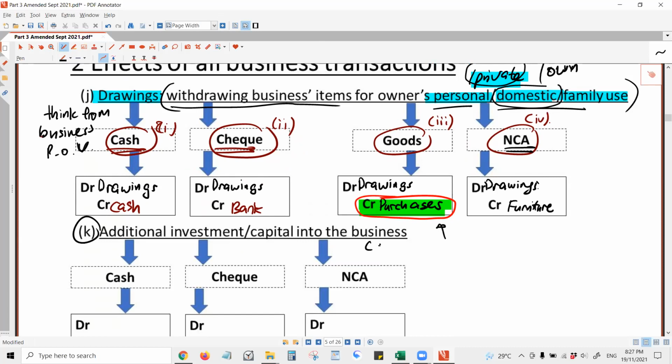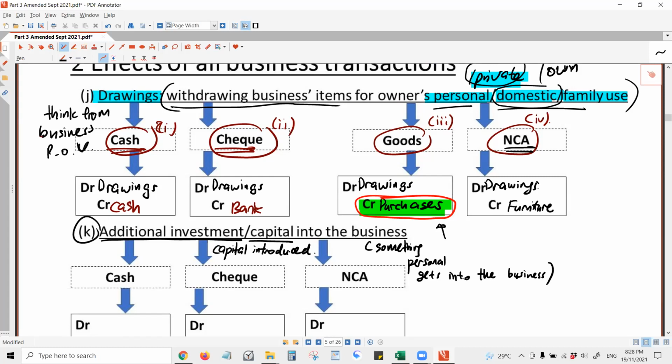Something personal gets into the business. So what does this mean? It means you invest more into the business. So see, there's a term here, additional investment, or you call it additional capital. Sometimes they have the term known as capital introduced. Additional investment, additional capital, capital introduced, all this mean the same. You introduce capital into the business.